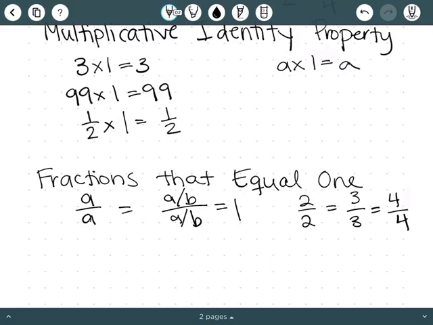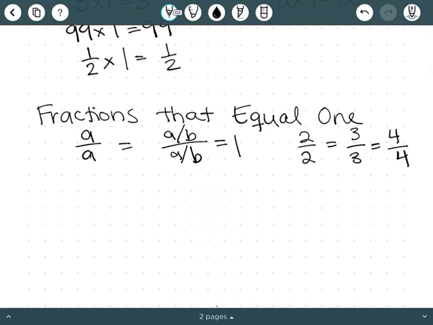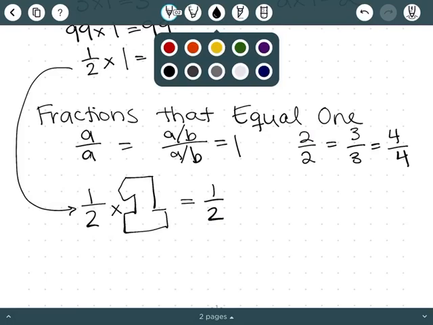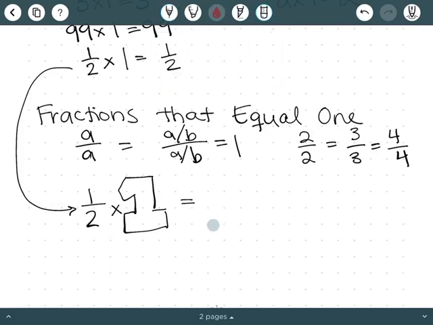So if we put these two ideas together, I'm going to move this equation down here. I know that 1/2 times 1 equals 1/2. But actually, this time, instead of multiplying by 1, the normal 1 that we use, I'm going to multiply it by a fraction that equals 1, or 2/2.